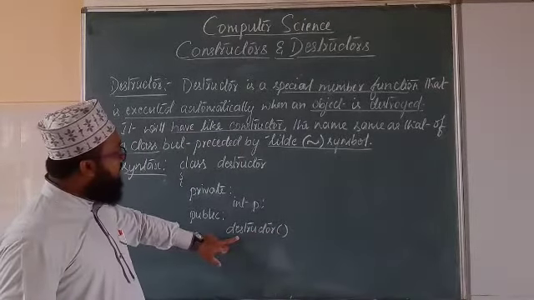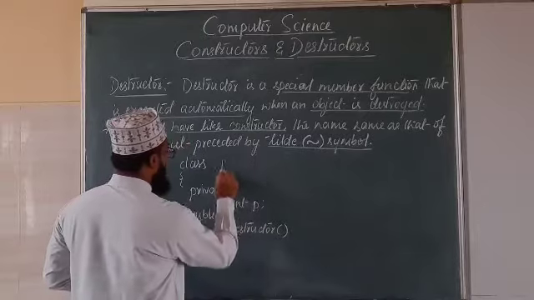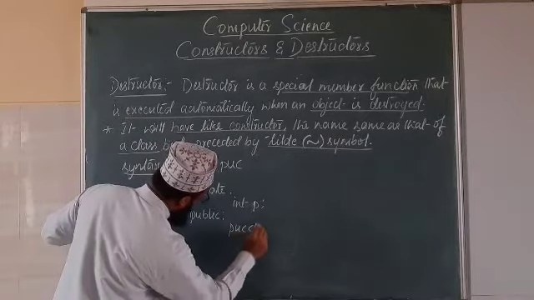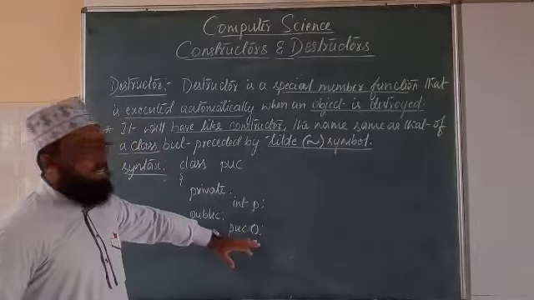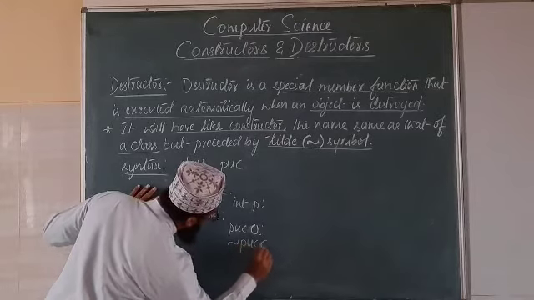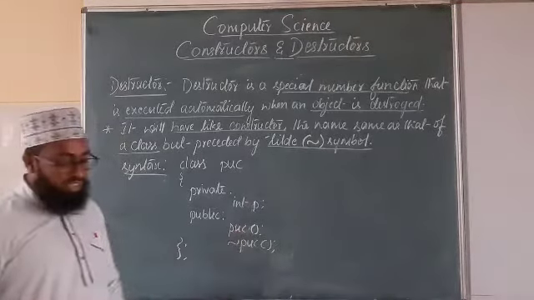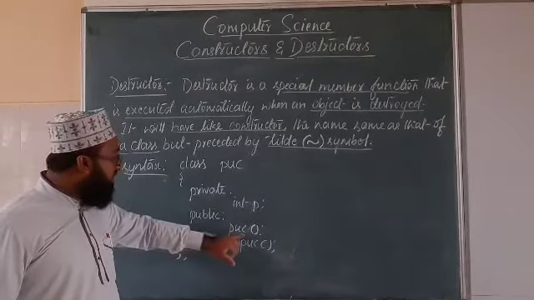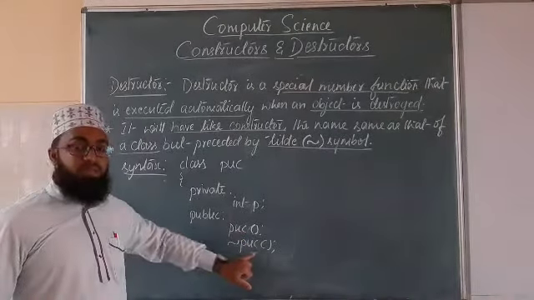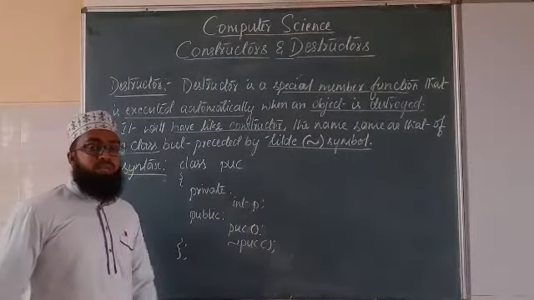So take here also the constructor. See, this is a constructor. And if we give a tilde symbol before this constructor name, then this will be a destructor. Like this, we have to give the symbol for the destructor. Same like the constructor, but it is preceded by a tilde symbol. Constructor itself, if it is preceded by a tilde symbol, then it will become a destructor.